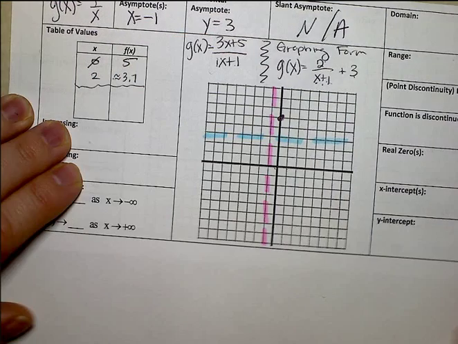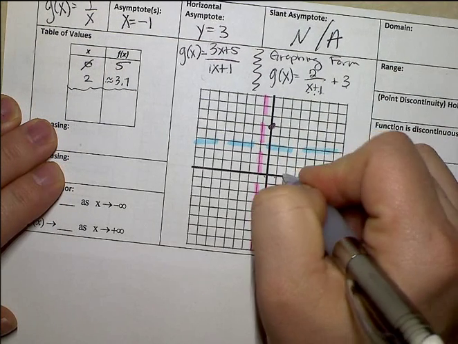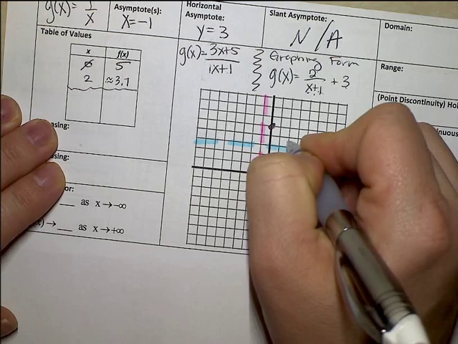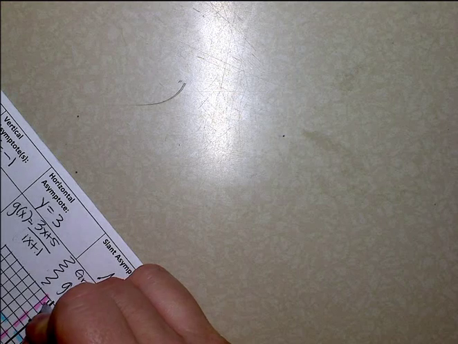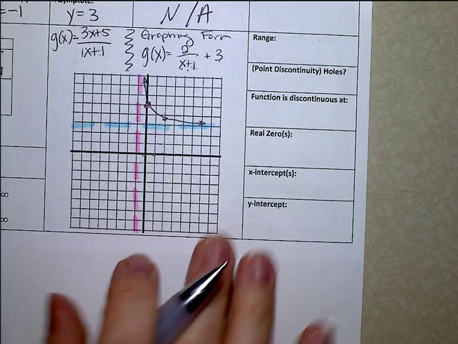So we're going to approximate, go over to 2, up to 3.6 repeating. Use those 2 points to draw part of the graph.